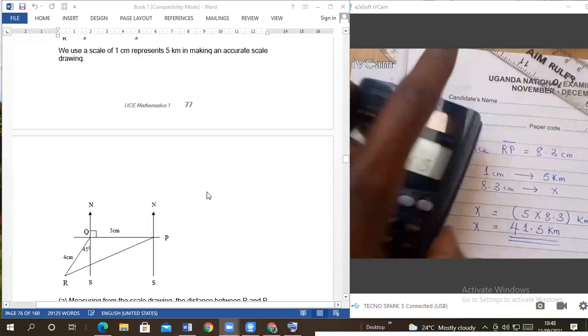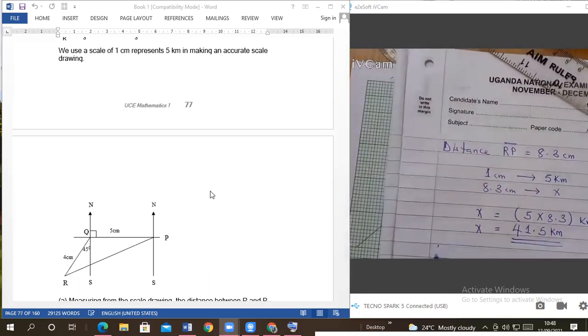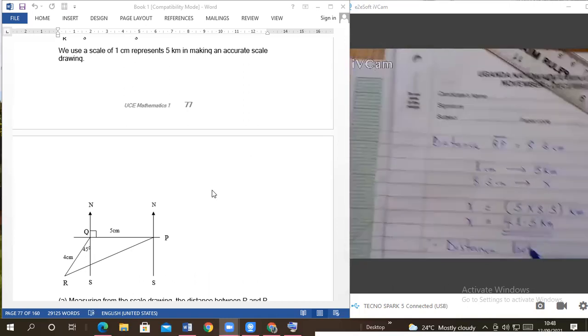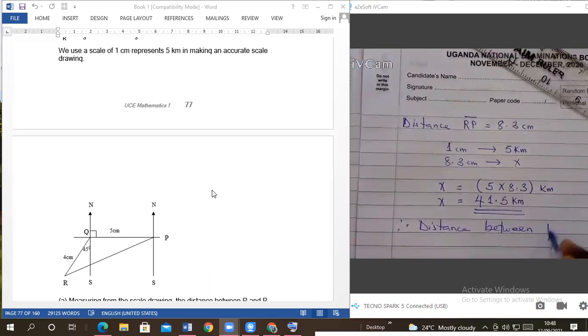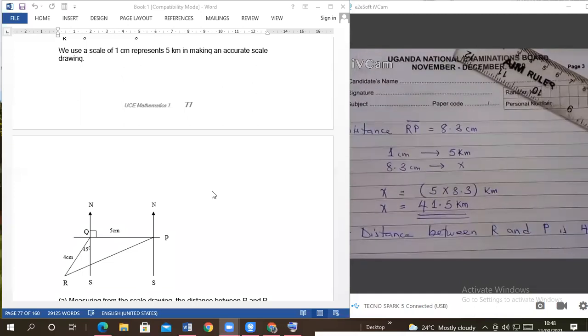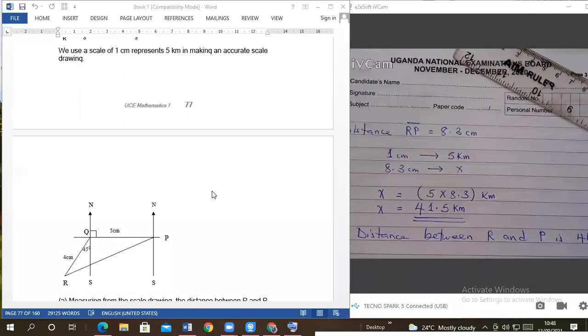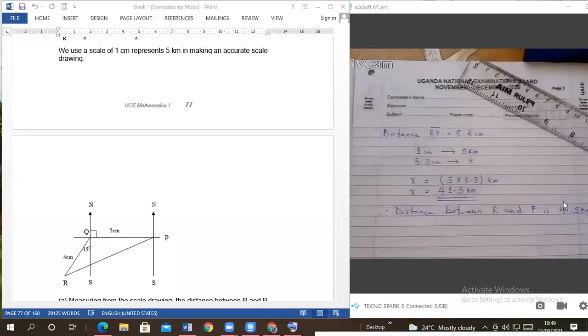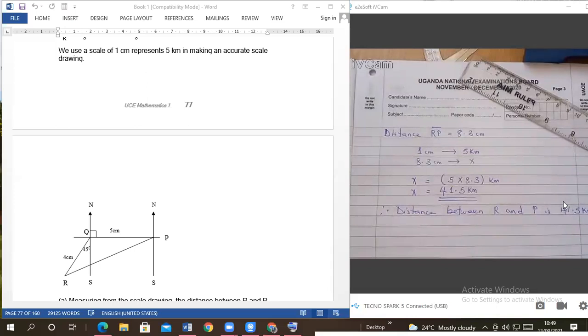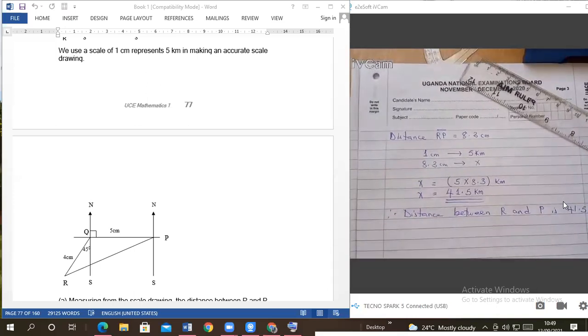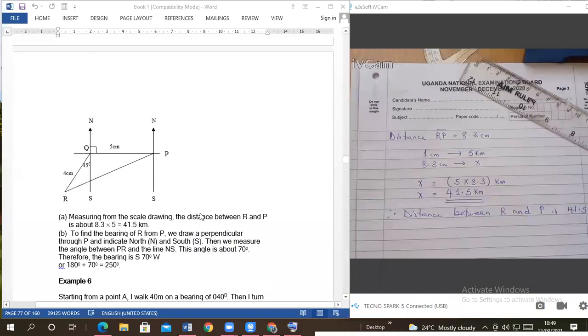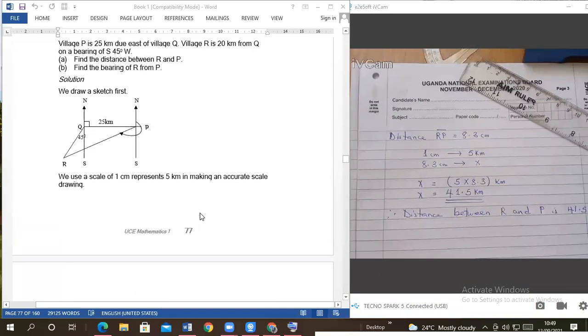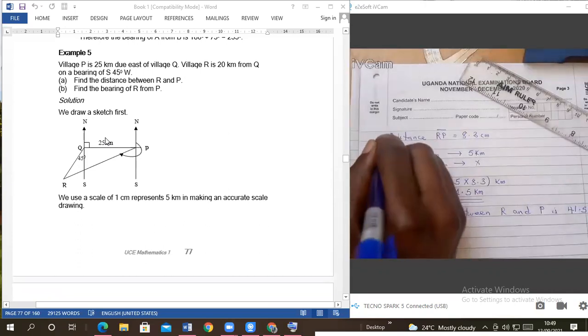Then the next question. You come and say, therefore, the distance between R and P is 41.5 kilometers. Okay? Are you together, members? That was part A.